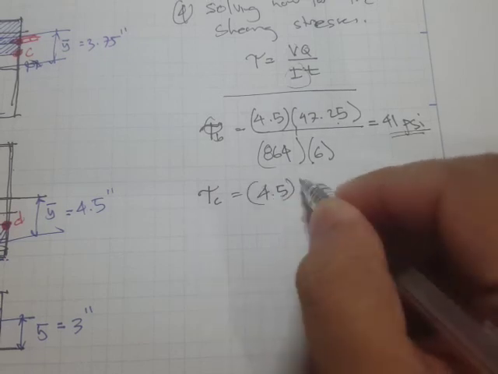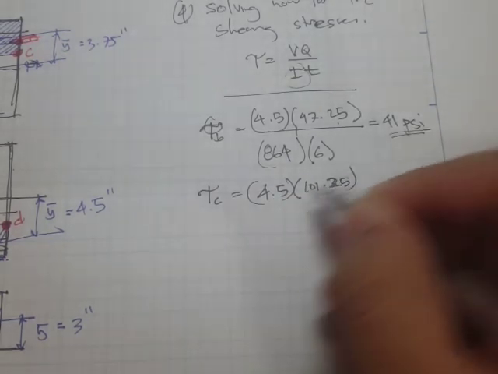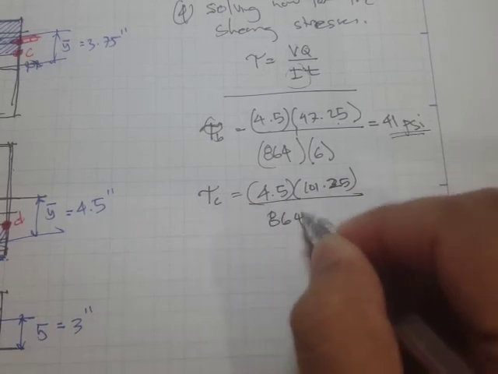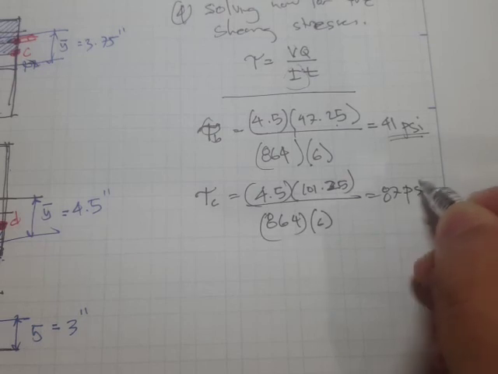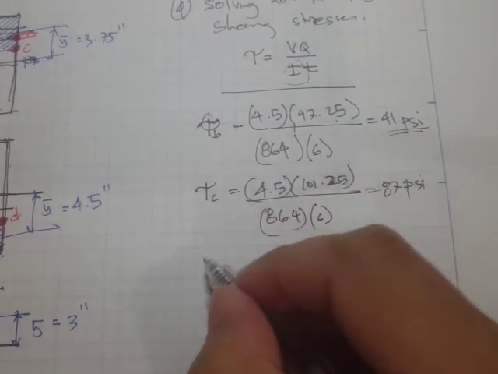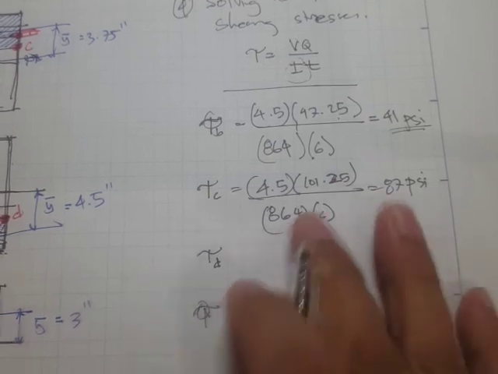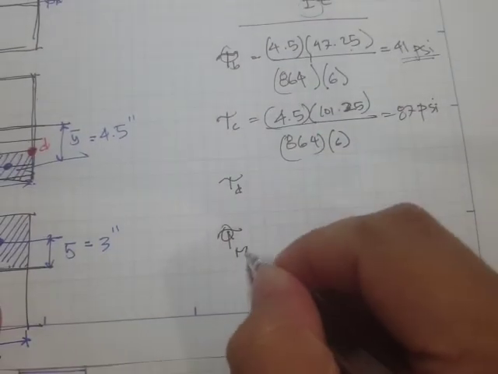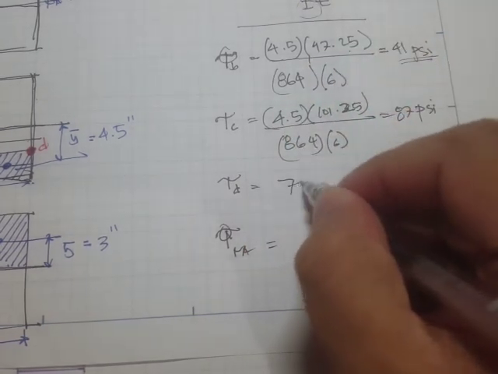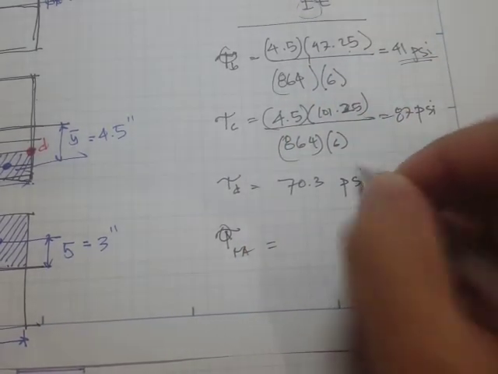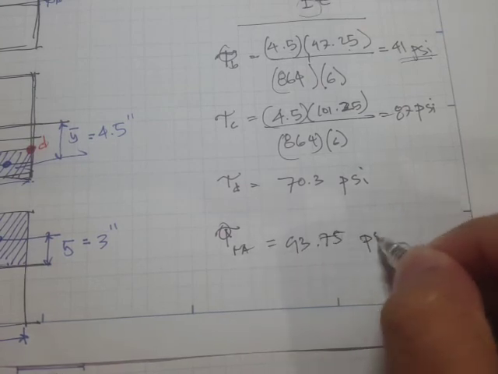And for shear sub C, we have 4.5 times 101.25 divided by 864 times 6. What you get is 87 psi. And for shear sub D and the shear at the neutral axis, you just have to substitute all the values, and what you'll get here is 70.3 psi, and right here is 93.75 psi.